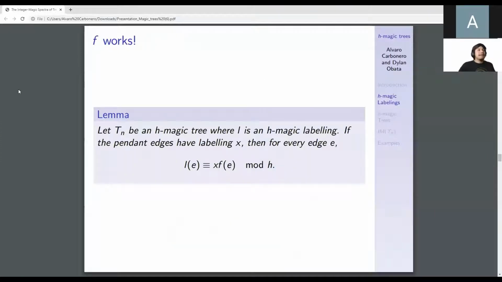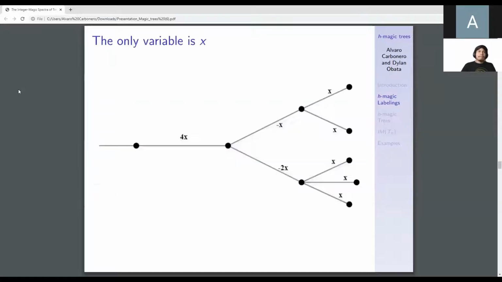Now, this lemma is really nice because it basically proves that this function that we defined, that really complicated mess, works. It proves that if we have an H-magic labeling, then the labeling that it assigns to an edge e needs to be the same as x times f of e, x being the labeling of pendant edges. So yes, f calculates the number multiplying the x. This lemma also has another implication that is maybe not easy to see at the beginning. The implication is that the only variable is x.